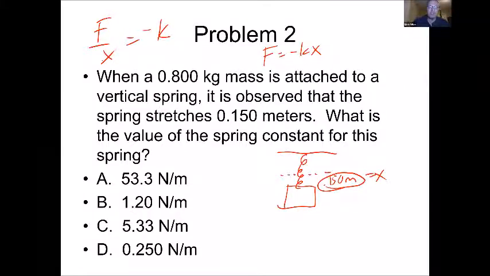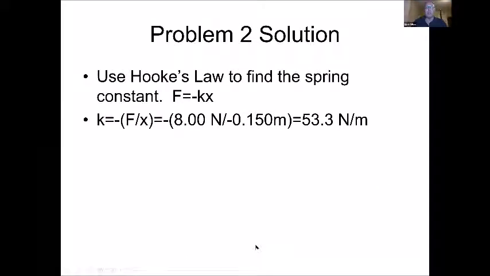So if we solve this out, our force is going to be our weight, which would be 0.8 kilograms times G. So that would be 8 newtons. That's our weight. Divided by our displacement, which would be negative 0.150 meters. And that's going to give us our K. If we divide that out, I'm going to go ahead and go to the next screen. Turns out you end up with 53.3 newtons per meter.